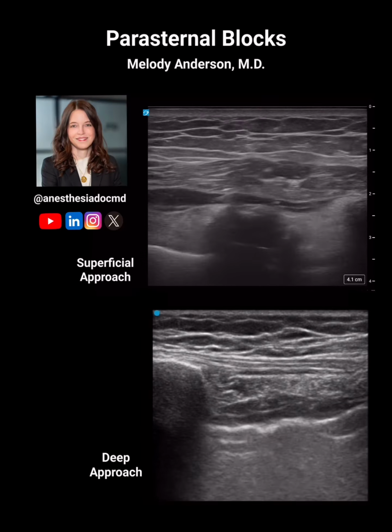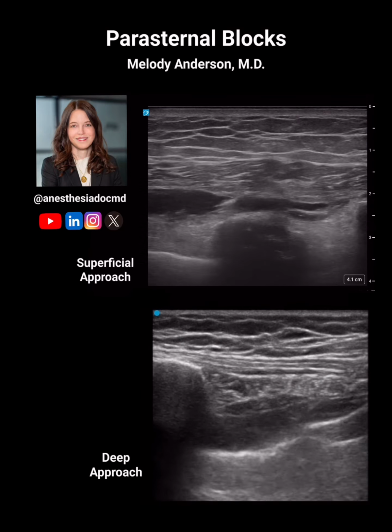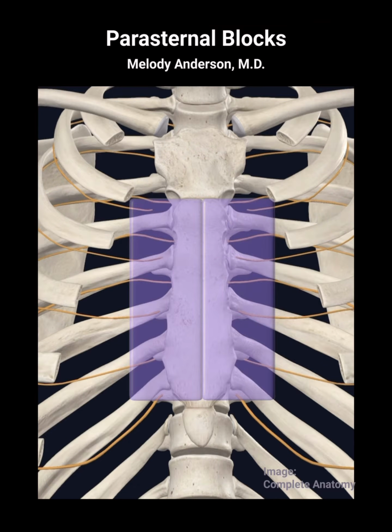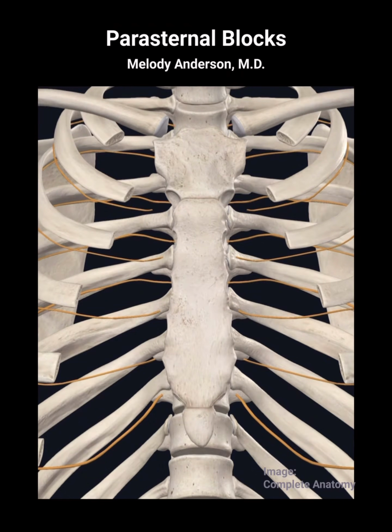In this instructional video, we'll review superficial and deep parasternal blocks. Both superficial and deep parasternal blocks provide midline analgesia to the chest wall by blocking the anterior cutaneous branches of the T2 to T6 intercostal nerves.